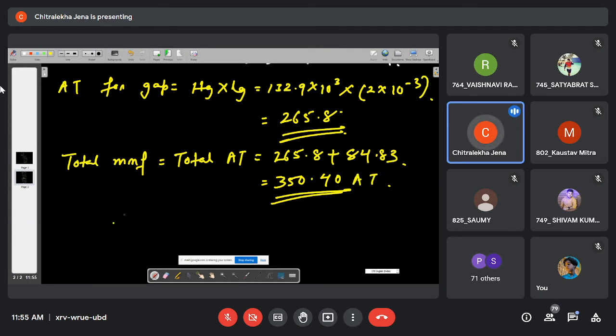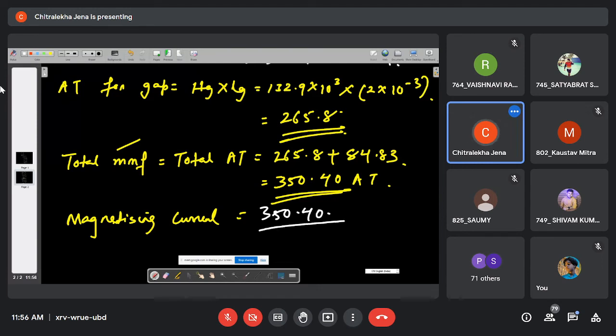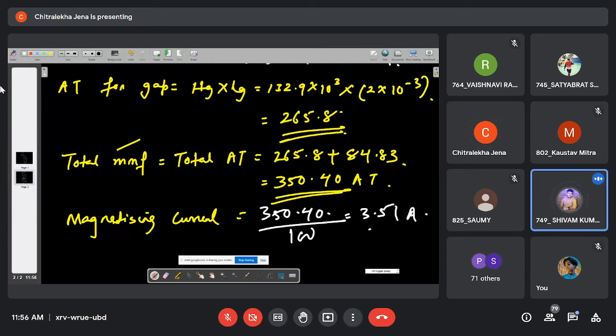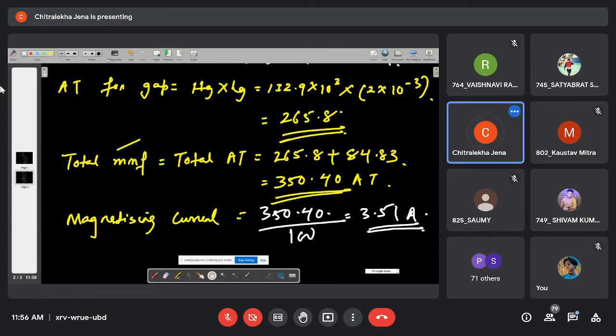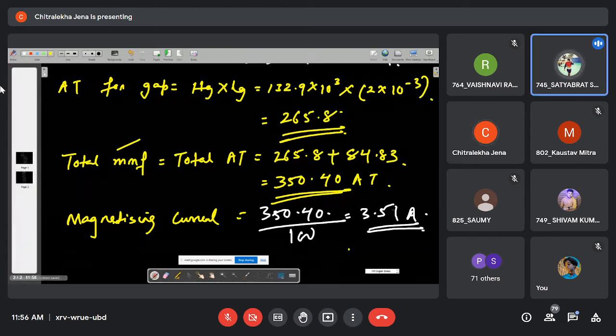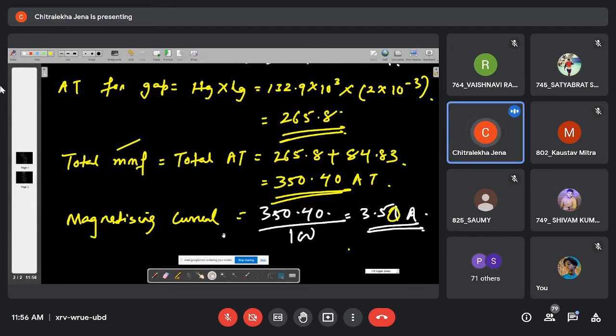Now what you need to find out? Magnetizing current. What is the formula for magnetizing current? What is the relation between MMF and magnetizing current? Ma'am, divide. Divide by what? By N, the number of turns. Very good. So this will be 350.40 divided by 100. How much is it? 3.504? It comes 0.504, since 350.40 divided by 100 gives 0.504. Okay, write it.